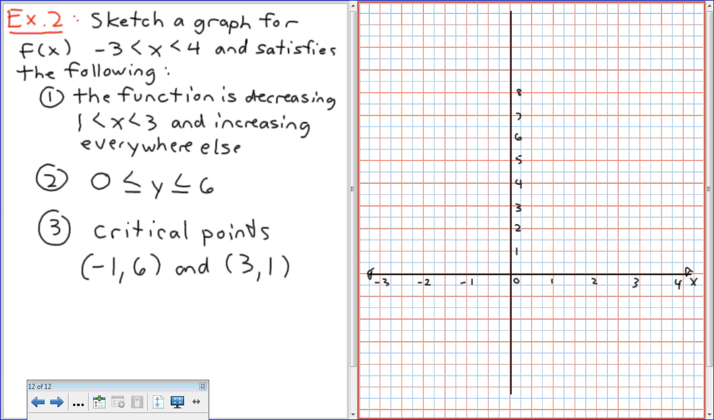This reminds me of the first day that I teach domain and range to the grade 11s. I just do an outline. So this graph's going to be between -3 and 4, so I'm just going to put a little outline here. And then we're going to 6. So the graph's going to be in that range, okay?